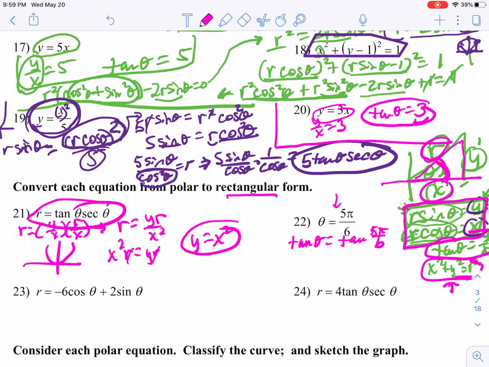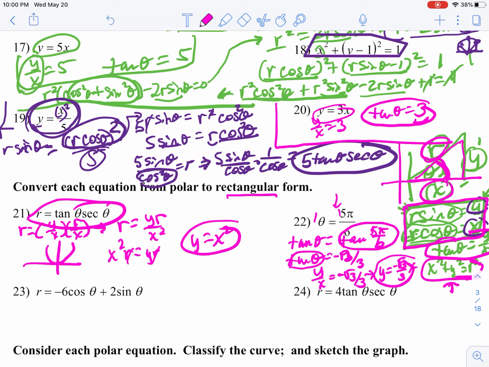And this will reiterate what I said earlier. Here, if I put tangent here and tangent here, I get tangent theta, and the tangent of 5 pi over 6 is square root of 3 over 3, and then y over x, tangent theta is y over x equals root 3 over 3. Sorry, tangent of 5 pi over 6 is negative root 3 over 3. So then my final answer is y is equal to negative root 3 over 3 x.